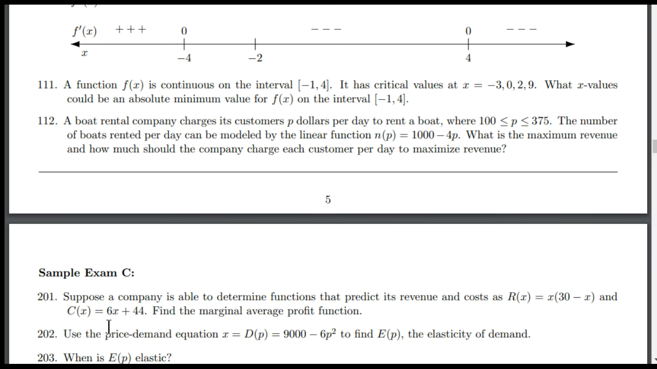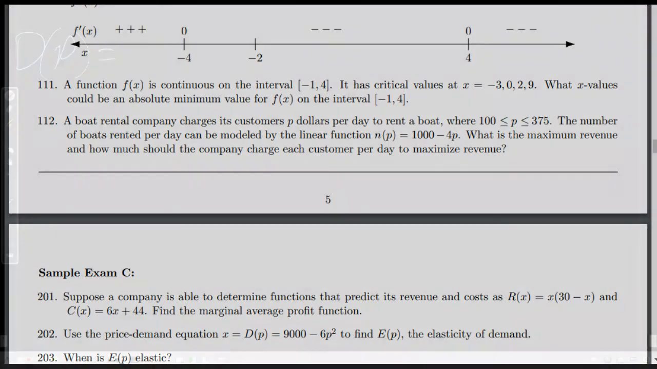Alright, the boat rental company charges its customers P dollars per day to rent a boat, where P is between $100 and $375. The number of boats rented per day can be modeled by the linear function given here. Okay, super. What is the maximum revenue, and how much should the company charge each customer per day to maximize revenue? So they have this function of P. They called it N of P because they are goofy. Let's just call ours D of P.